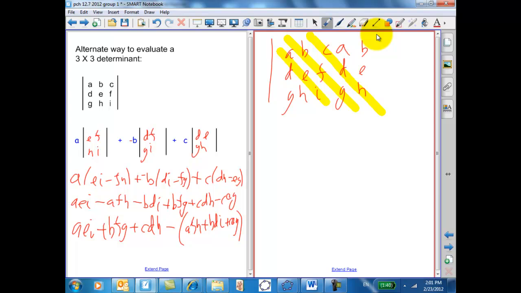I don't push it so much because it doesn't extend to the 4x4. I haven't come up with a diagonals trick for the 4x4. It starts getting too complicated. And then you've got the other diagonals coming back, and here's your CEG. There's your AFH. And there's your BDI. Right? So that's one way you can do a 3x3 determinant.